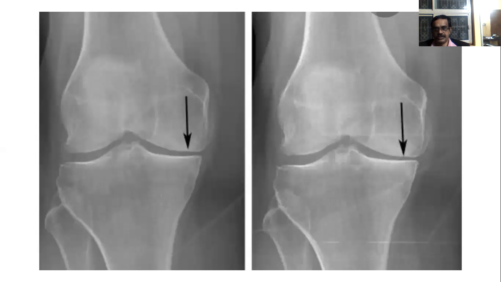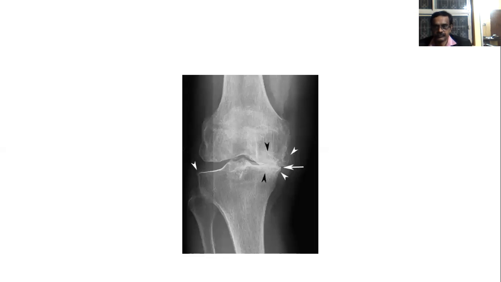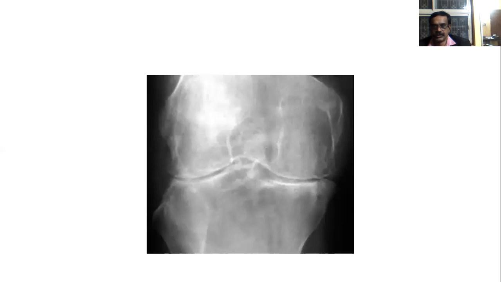So here you can see the arrow mark shows decreased joint space in both the X-rays. The AP view, the decreased joint space is noted. Here you see on the right side, there are 3 arrow marks, isn't it? They're showing decreased joint space and subchondral sclerosis, and osteophyte formation.